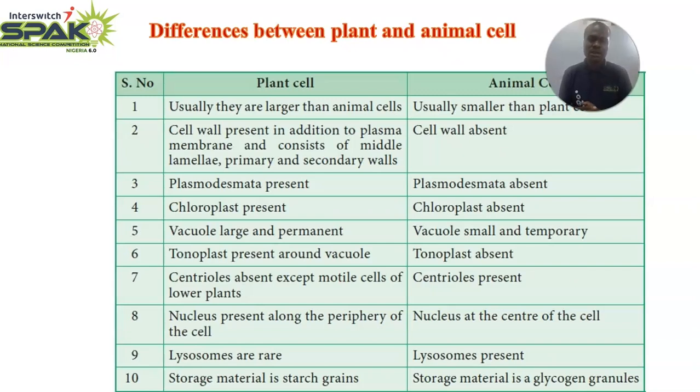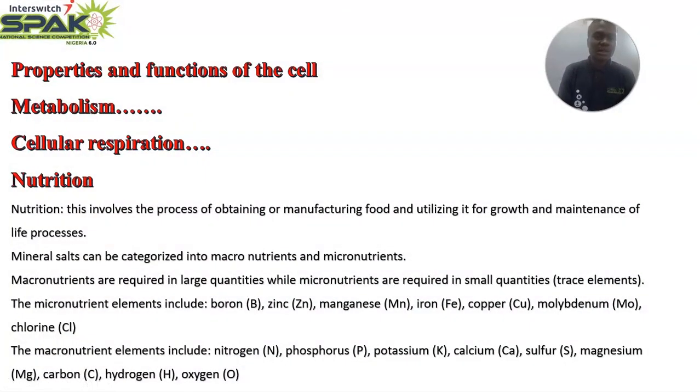Of course, the plant cell has a chloroplast, and there is no chloroplast in animal cells. In plant cells, we have plasmodesmata. There are no plasmodesmata in animal cells. In animal cells, the nucleus is centrally placed, while in plant cells, the nucleus is at the peripheral region. Centrioles are present in animal cells, but in plant cells, there are no centrioles. Right now, let's talk about properties and functions in the cell. Of course, there are a lot of them.